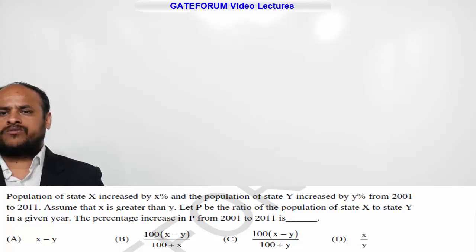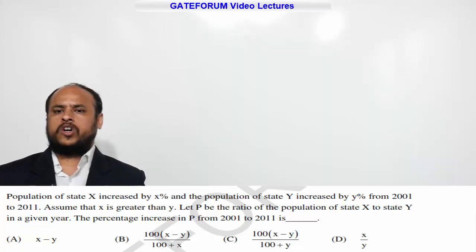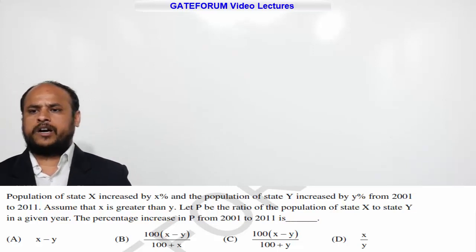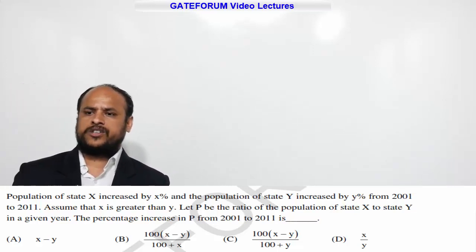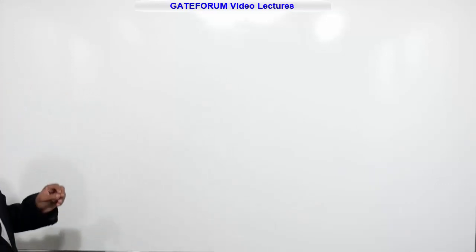Option A is X minus Y. Option B is 100 into X minus Y upon 100 plus X. Option C is 100 into X minus Y upon 100 plus Y. Option D is X upon Y. Okay, so this is a very simple question.